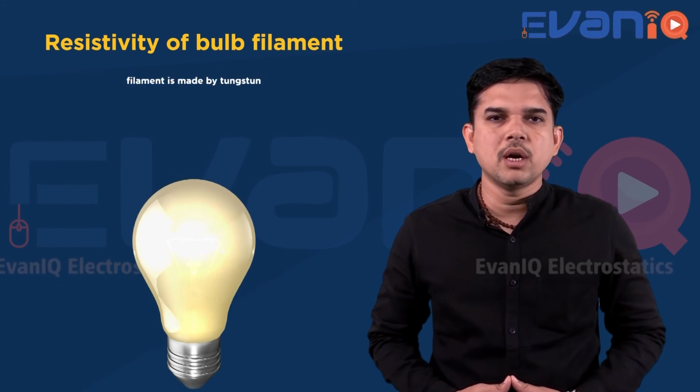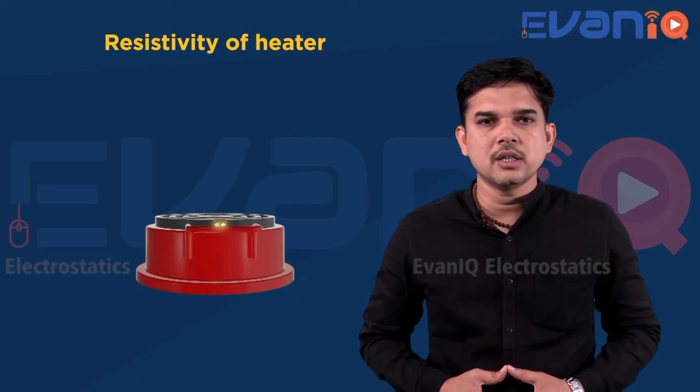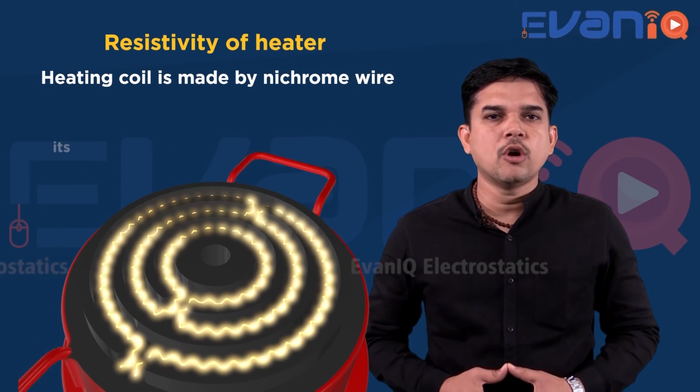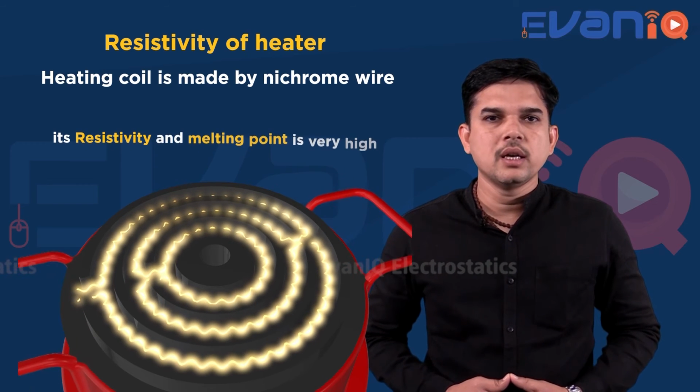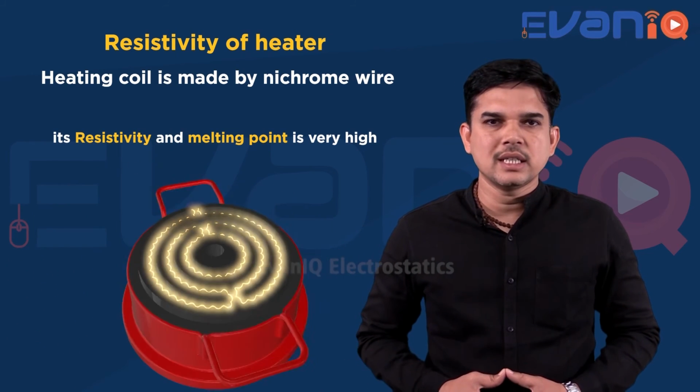Same like the electric bulb, resistivity of the coil of an electric heater is very high. It means the melting point of the electric heating coil is also high. That's why it is used in heating devices.